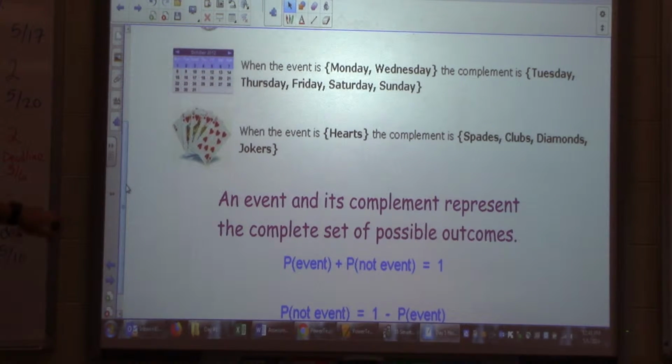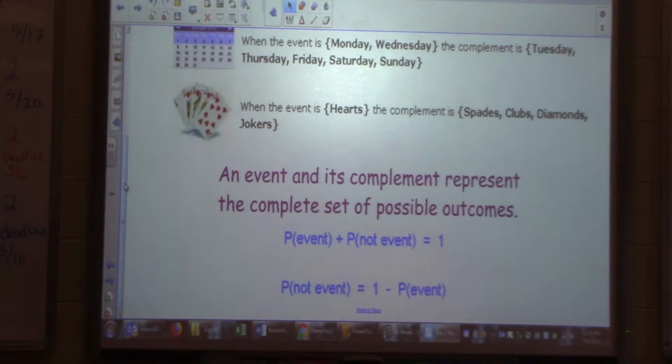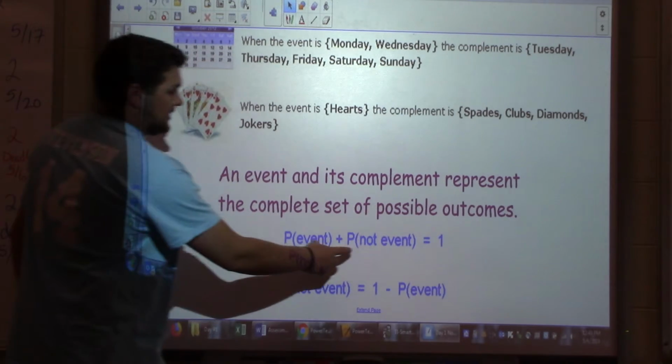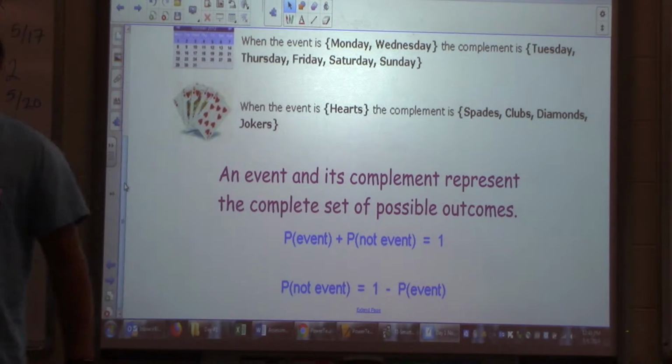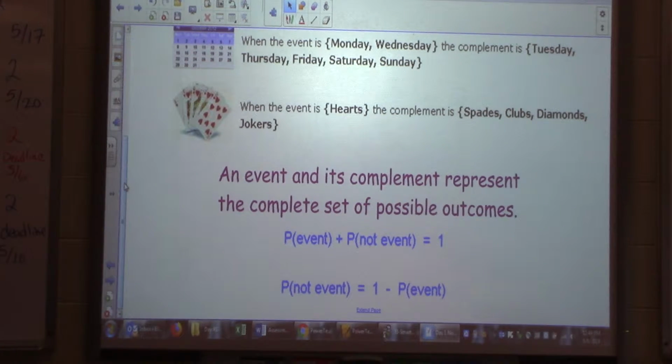An event and its complement represent the complete set of possible outcomes. So anytime we're talking about an event and its complement, they should add to 1. Right? So the probability of an event happening and the probability of the opposite happening, or the complement, if I add those two probabilities together, it should equal 1. Or if you're dealing with percentages, it should equal 100%. Alright, so it's the opposite of what we want to happen, or the opposite of the outcome. Does that make sense? Any questions on that? Okay, let's keep going then.